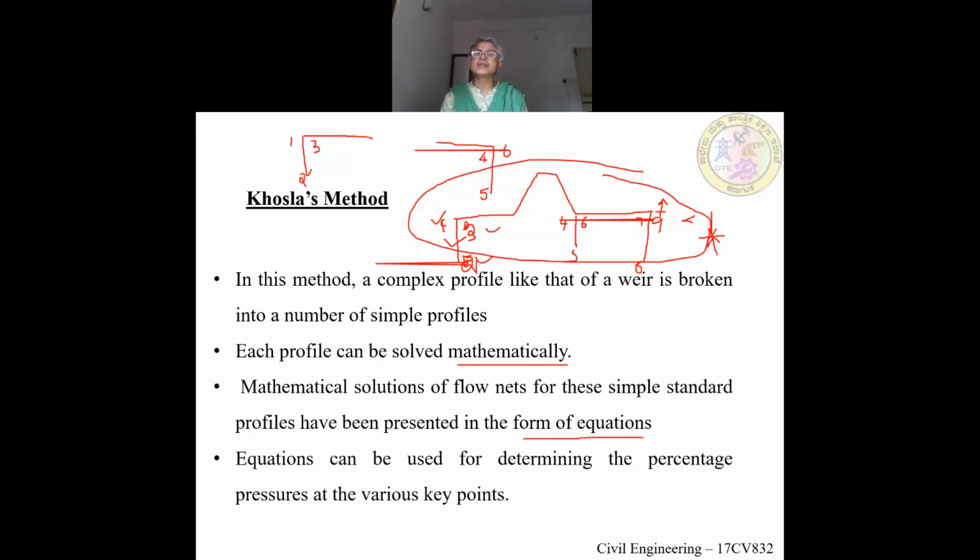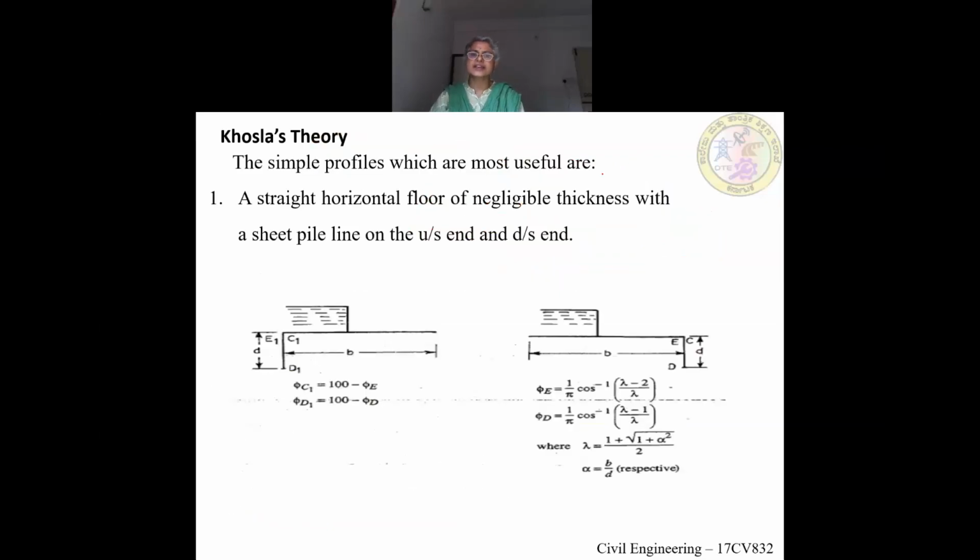So the solutions for these flow nets are given in the form of simple equations. You have to just remember the equations in order to determine the pressures at various points. These equations can be used for determining the percentage pressure at various key points. So Laplace has given these equations for simple profiles like this, and at the key points you can determine the pressures, and finally you can also find the exit gradient. He has divided it into three simple profiles.